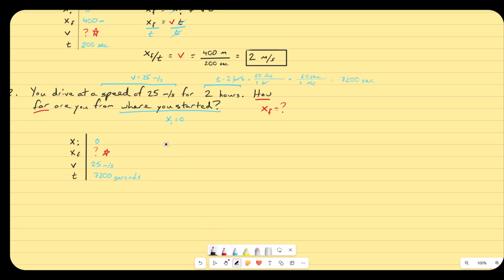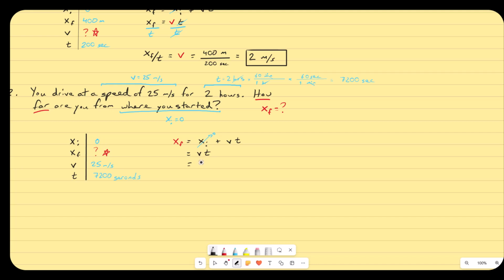I'm going to start with my equation. X final equals x initial plus v t. X final is the one I'm looking for, so I'm going to put that in red. And this is convenient because it's already by itself on this side of the equation. I don't have to do any algebra. I just have to start plugging in numbers. I'm going to plug in my 0 here. So x final equals v times t is all that I'm left with.